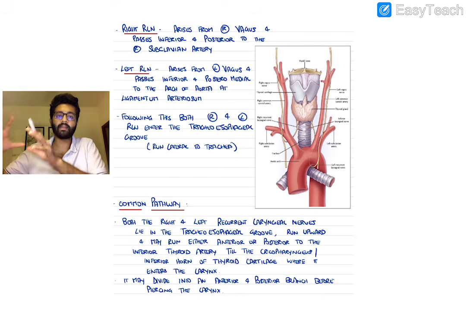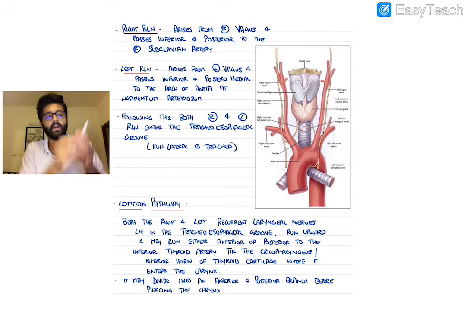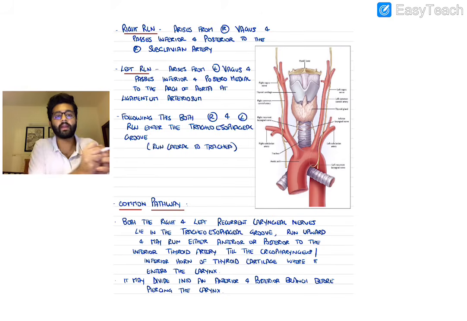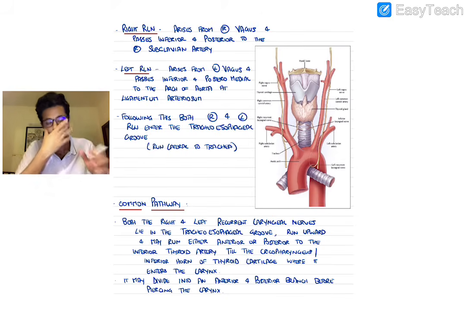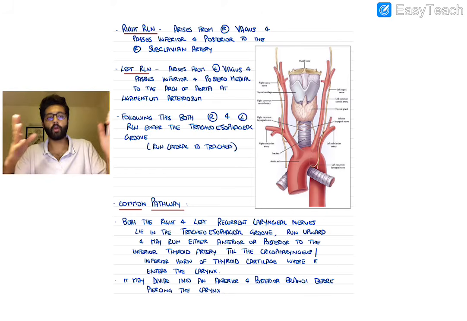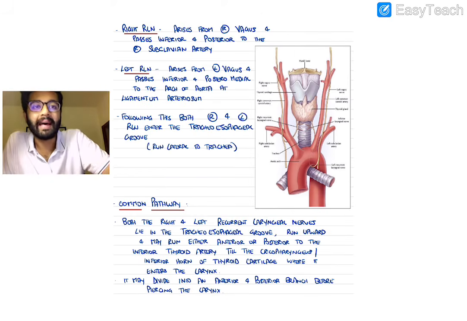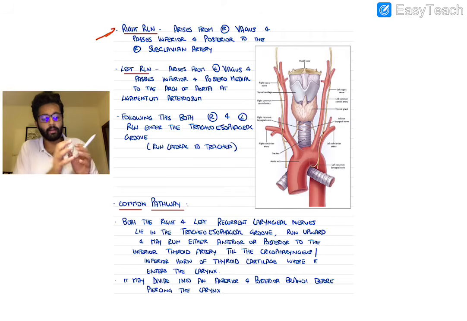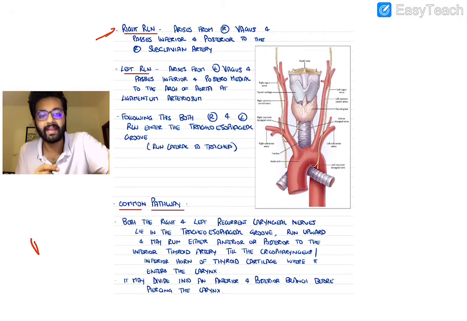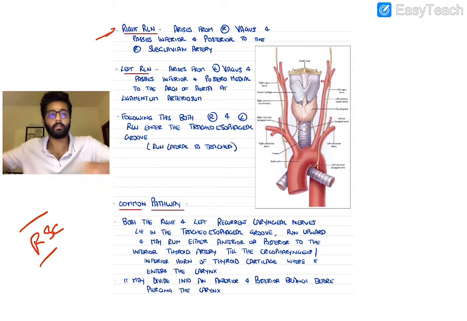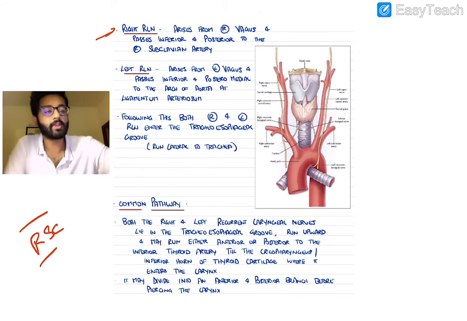So both the right RLN and the left RLN, RLN is the recurrent laryngeal nerve, have a different path initially, and then they have a common pathway. So let's talk about the right RLN first. Like I said, embryologically, the right RLN is associated with the right subclavian artery. Okay, so remember that. So let's look at this image and discuss further.